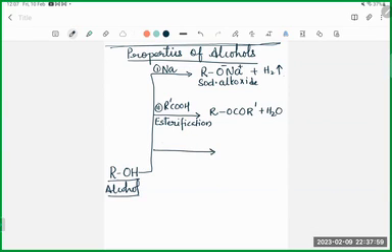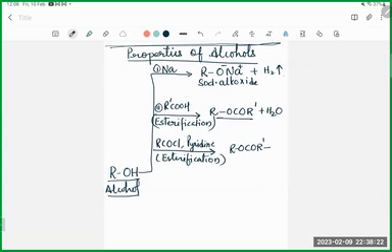Second, the reaction with acyl chloride, acetyl chloride, happens in the presence of pyridine. This also follows esterification only, but the byproduct is different. The product is the same, ROCOR', but since Cl is used, HCl will be out. You just need to bother about this part.